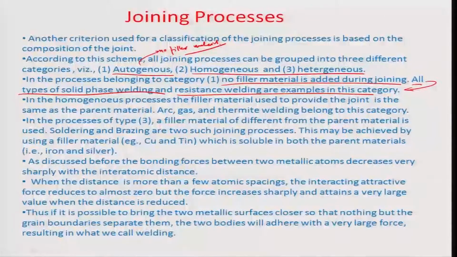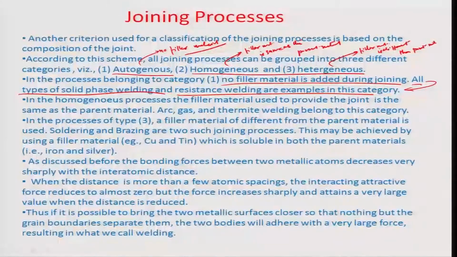Then there are homogeneous joining processes, where the filler material that is used is same as the parent material. And then obviously there are heterogeneous processes where the filler material may be completely different. Okay. So, these are the soldering or brazing related processes where it may not be necessary that the filler material is same as the parent material, it is different than parent material.